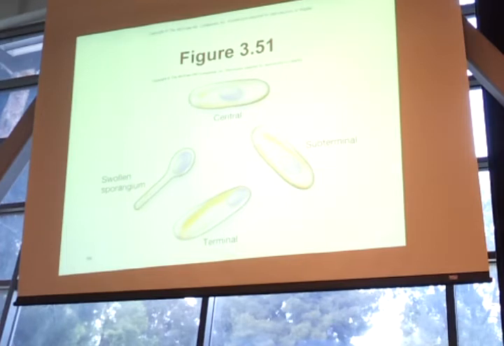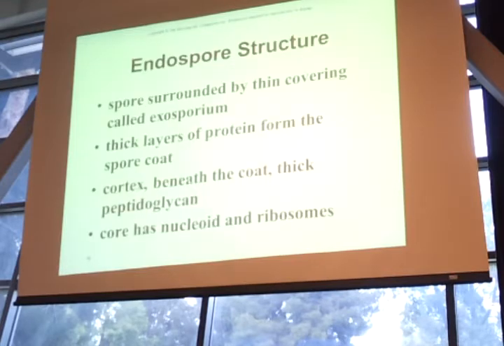Where they might be in the cell before it's become a free spore is characteristic with certain bacteria. So certain ones tend to form the spore in more of a subterminal area versus a terminal versus a central area. But what I want you to know then is this structure. So usually I could either list out the name or ask you to diagram the layers of an endospore.